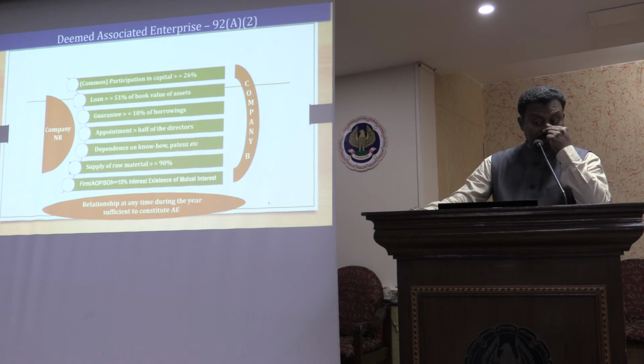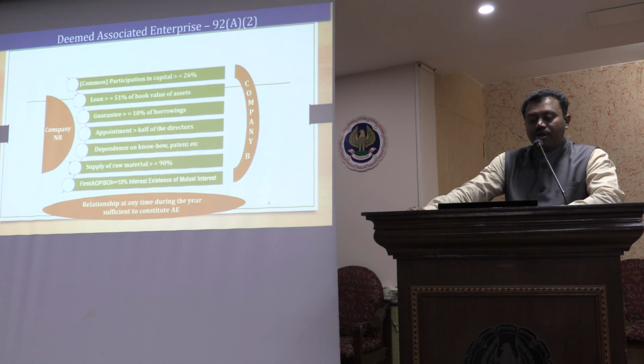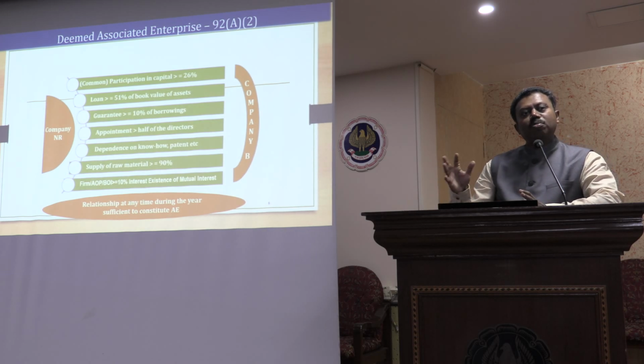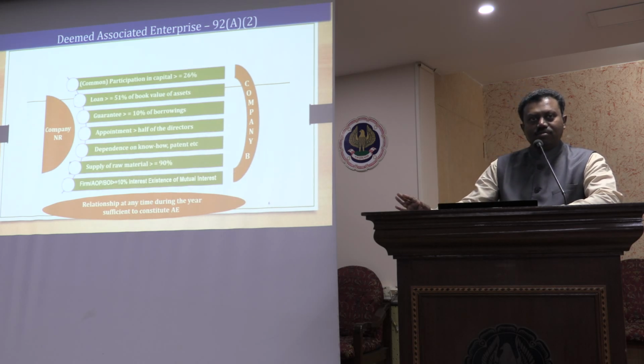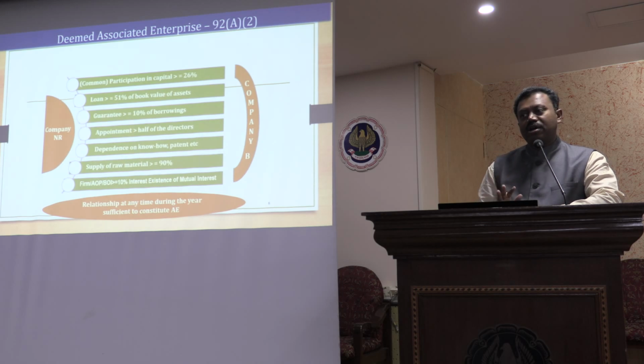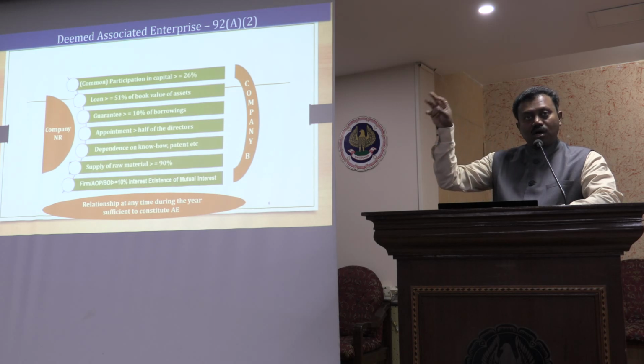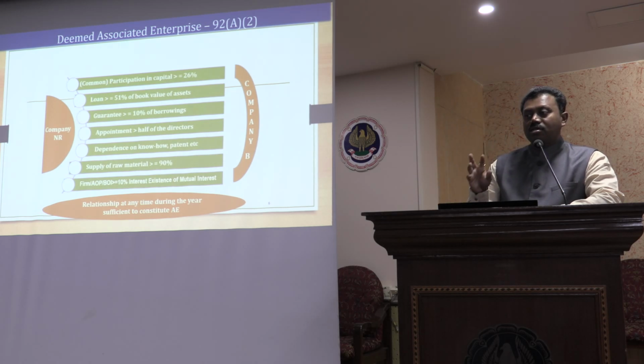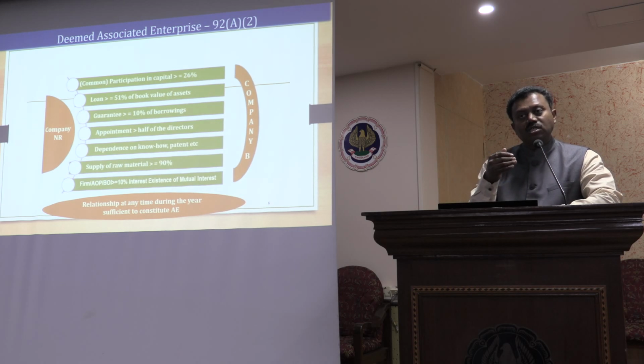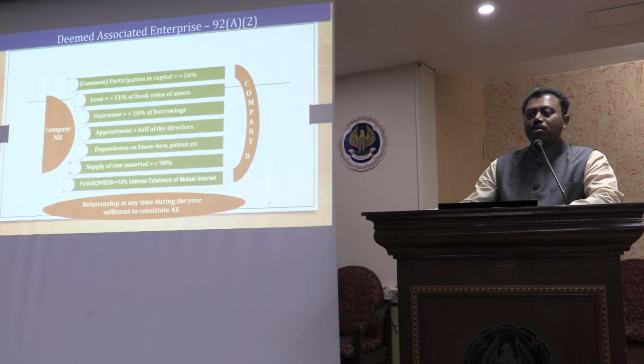This one becomes much more interesting. It is 92A2. This becomes deemed associated enterprise. Now the point is, if I look at 92A, 1A and 1B, two enterprises, I may come to a scenario where I can tell that they are not related at all, so the transaction should not come under transfer pricing. But yet, there is one more set of provisions carved out in the law where they are saying there are some transactions with enterprises which will be covered under transfer pricing provisions by grouping them under deemed associated enterprises.